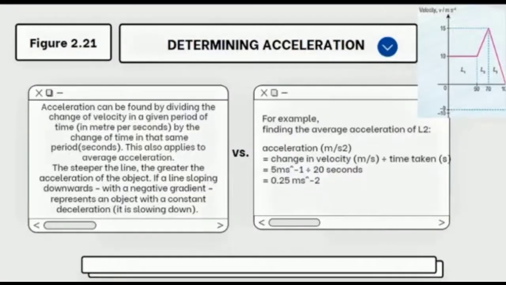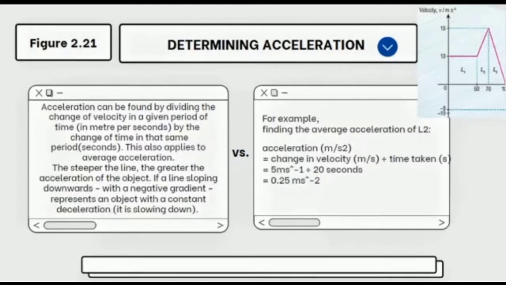Lastly, determining acceleration. Acceleration can be found by dividing the change of velocity in a given period of time, which is in meters per second, by the change of time in that same period, in seconds. This also applies to average acceleration. The steeper the line, the greater the acceleration of the object. If a line slopes downwards with a negative gradient, it represents an object with a constant deceleration, which means the object is slowing down.